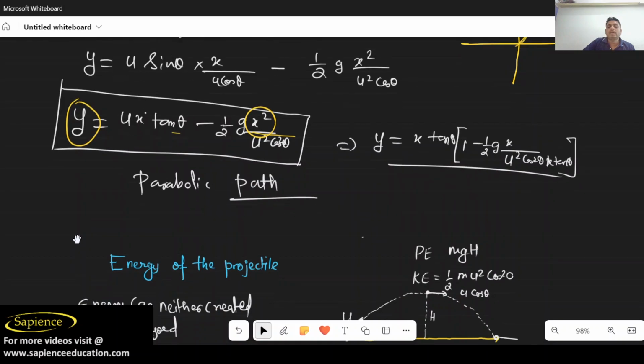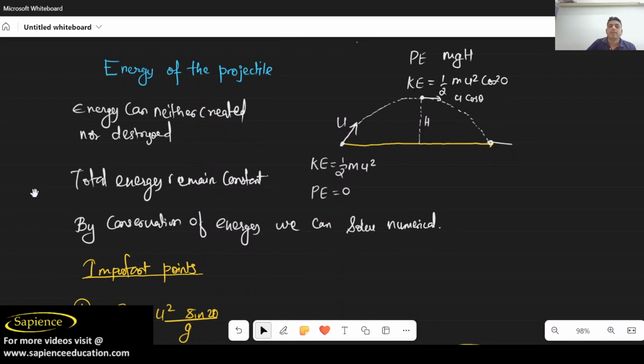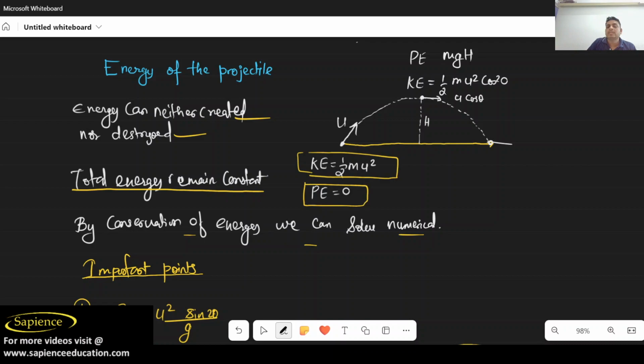Now I will talk about the energy of the projectile motion. What is the energy of the projectile motion? Energy can neither be created nor destroyed, so total energy will remain constant. By conservation of energy, we can solve numericals. See here, kinetic energy is half m u square, and potential energy is 0. But at this point, potential energy is mgh, and kinetic energy is half m u square cos square theta, because only the velocity u cos theta remains. So we can use half m v square.